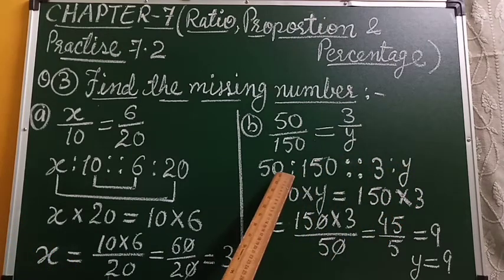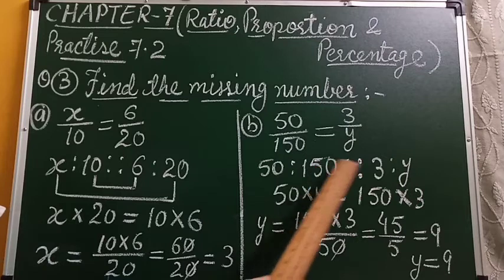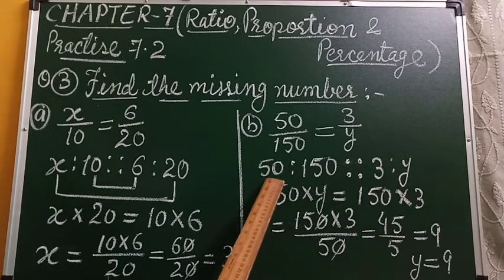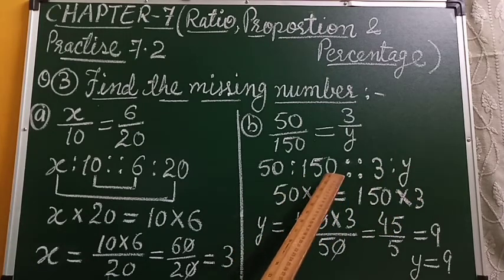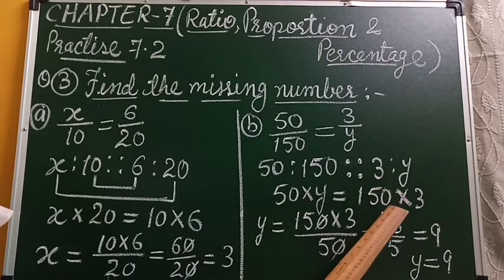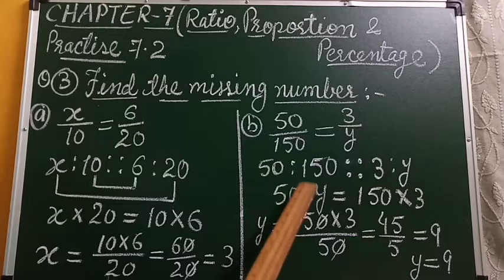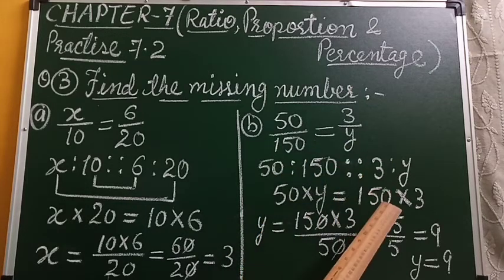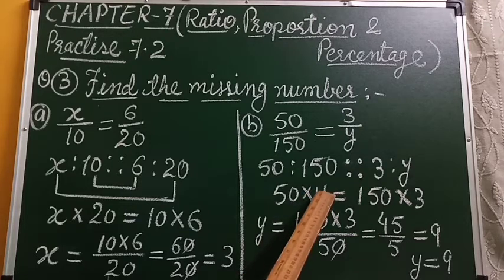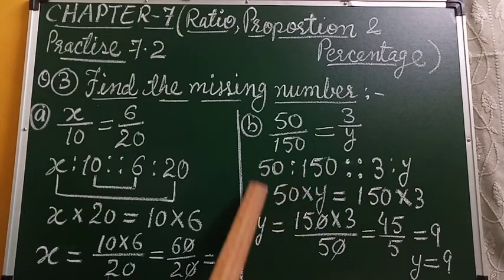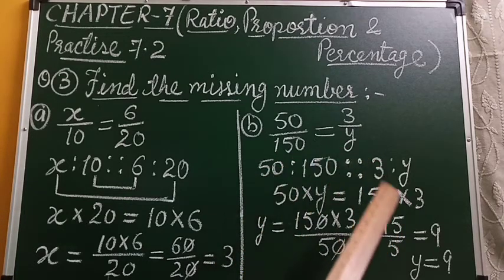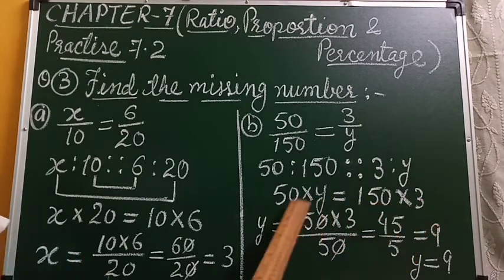Again we have to apply the rule that product of extremes will be equal to product of means. So here extremes are 50 and y. So we can write product of extremes. Here means are 150 and 3. So we can write product of means. Here we have to take this 50 to the right hand side and keep y on this side only. So 50 will go to that side and it will go in the denominator, because now it is in the numerator, and when it shifts to the right hand side, it will go in the denominator. So 150 into 3 divided by 50.